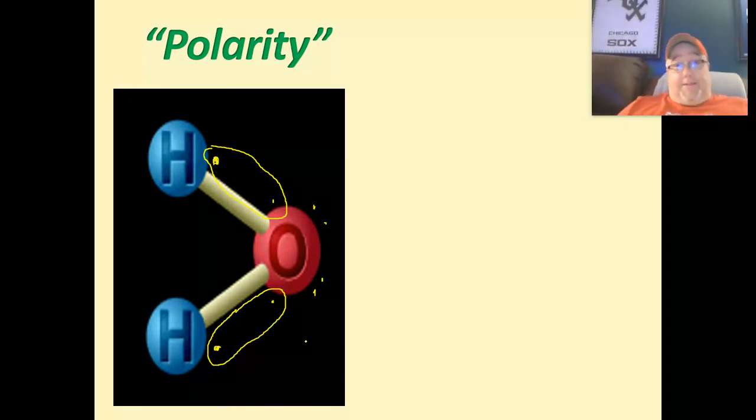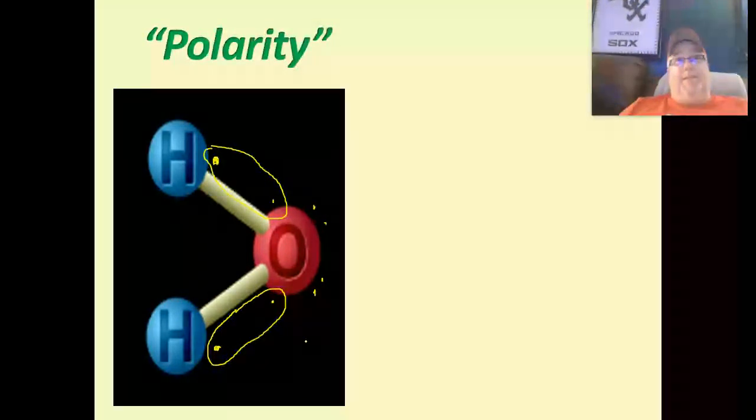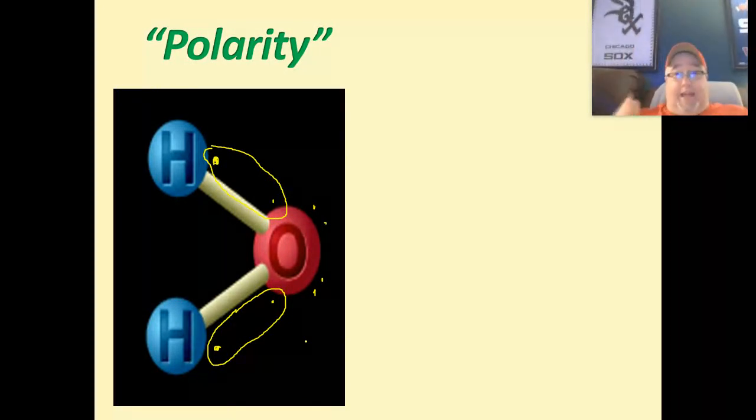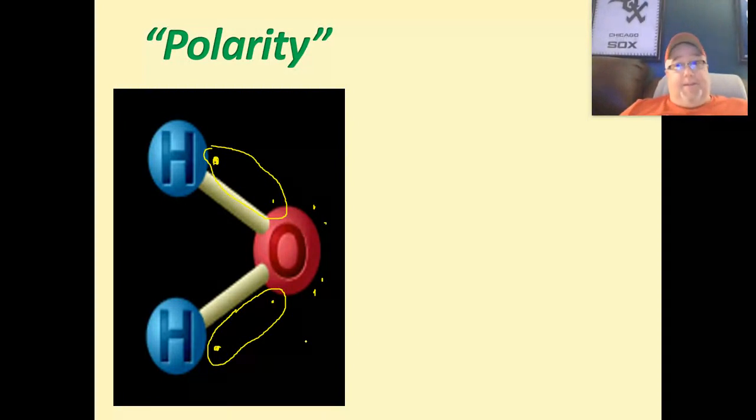Now, the thing about this sharing is it's not really equal. It's kind of like, let's say you and your friend had a pizza, and you slice it into 8 pieces. It would be equal if you gave your friend 4 pieces and then you took 4 pieces, but it wouldn't be very equal if you ate 7 and your friend only had 1, right? It wouldn't be very equal that way. So we have that type of sharing between oxygen and hydrogen.